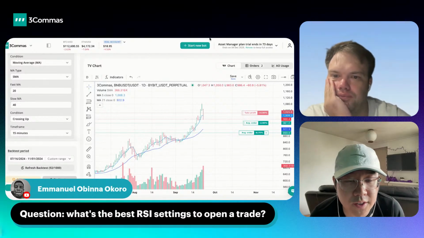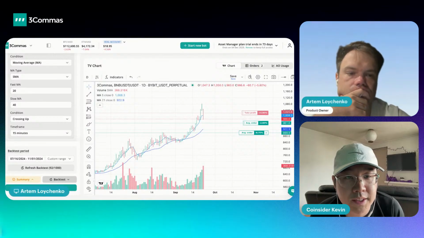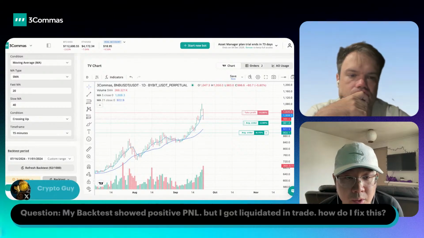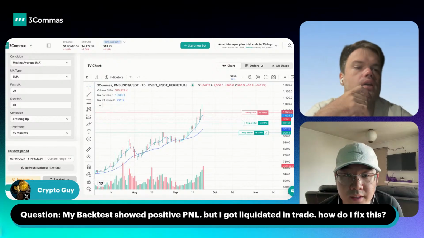Awesome. One other question I saw that's interesting, if we scroll down a little bit, someone said my backtest showed positive P&L, but I got liquidated in the trade. How do I fix this? I assume that's by having more margin, right? I like what you said about the maximum drawdowns and stuff.